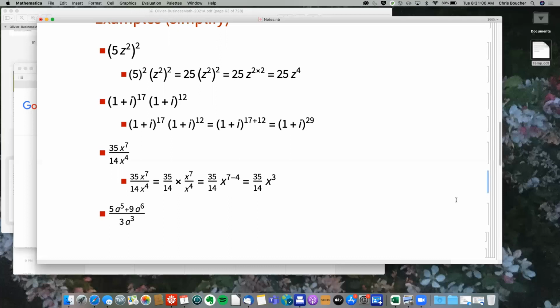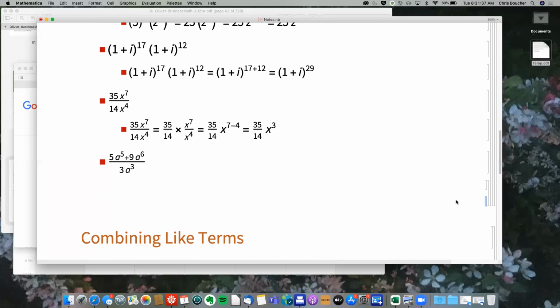So let me pause there, Carolyn. That's an interesting idea that actually leads into the next thing we're going to talk about. So here I have 5a to the 5th, here I have 9a to the 6th. Can I combine those somehow and get like 14a to the something? This is no in this case, right? Because they're not what are called like terms. And we are going to talk about like terms in just a moment.